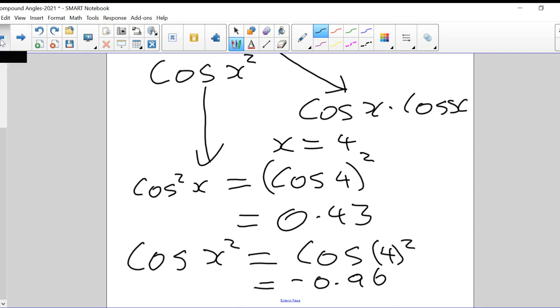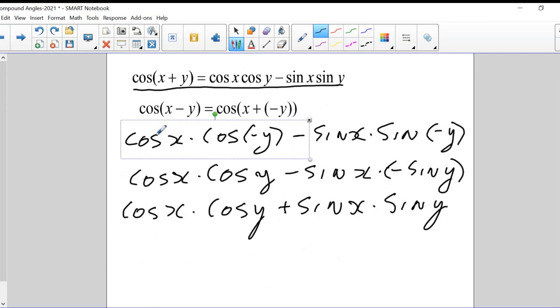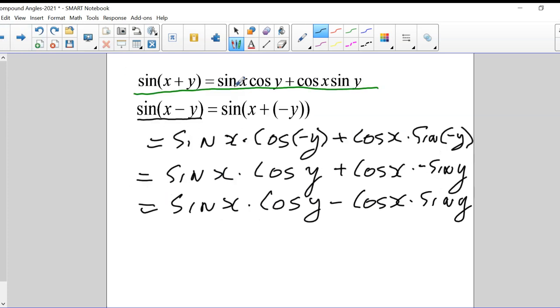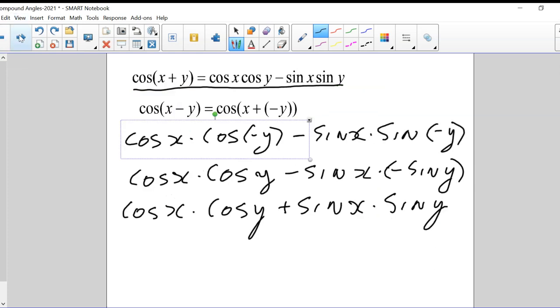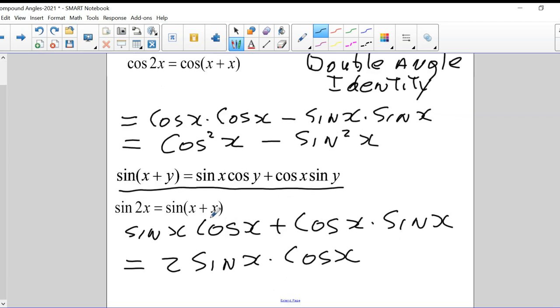Okay, let me backtrack now. So we've got a couple of things that we figured out. Let me go back and show you what we figured out. We figured out that the cosine of x plus y is equal to this identity. The cosine of x minus y is equal to this identity. We also figured out that the sine of x plus y is equal to this identity, sine of x minus y is equal to this identity. And that we have some double angle formulas as well. The cosine of 2x is cos squared x minus sine squared x. The sine of 2x is 2 sine x cos x.